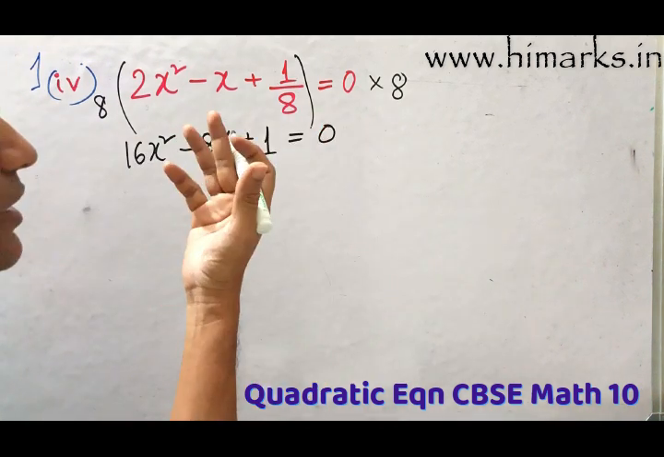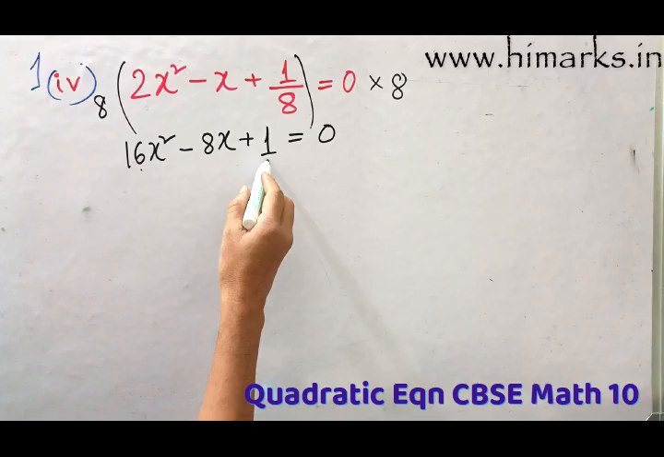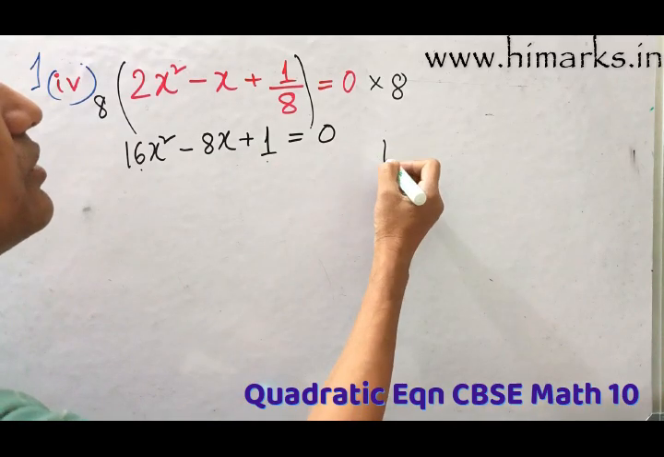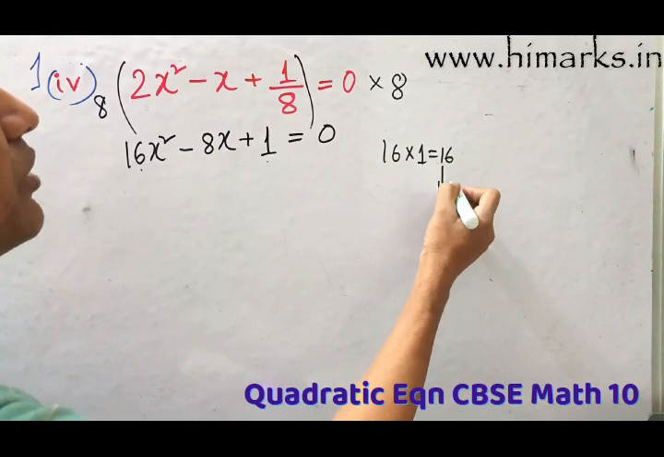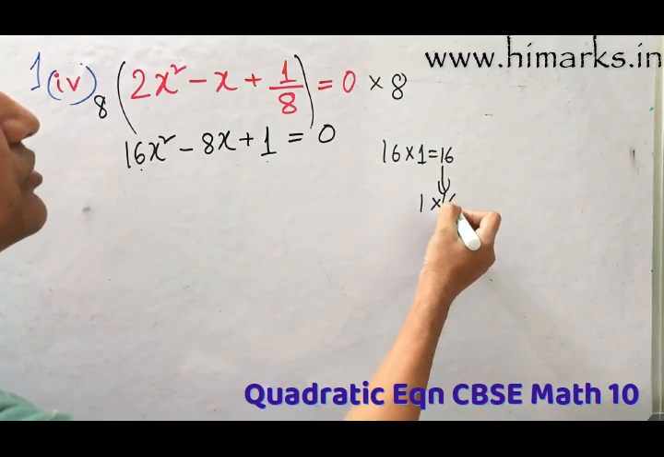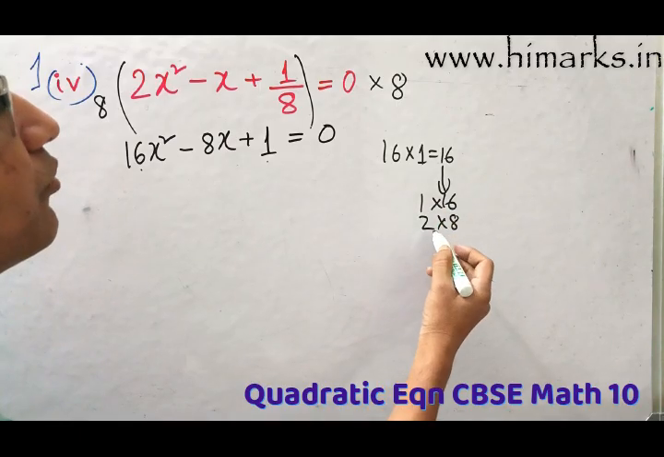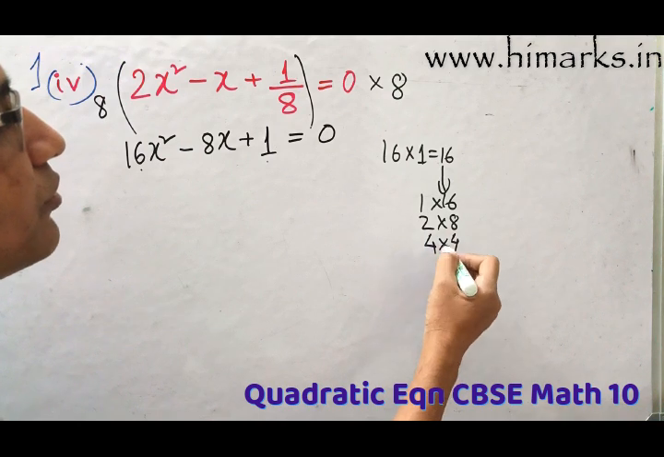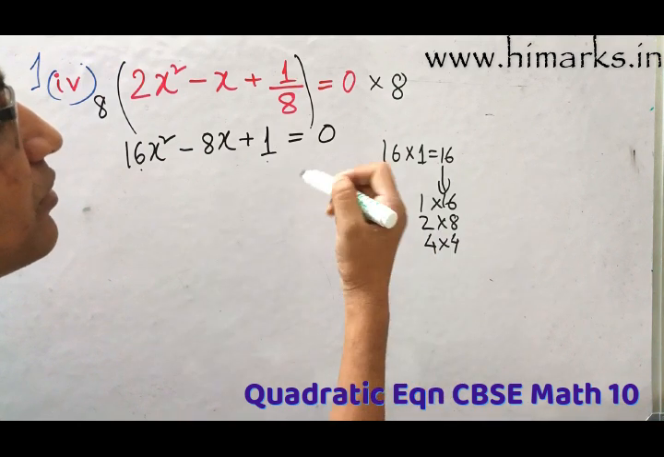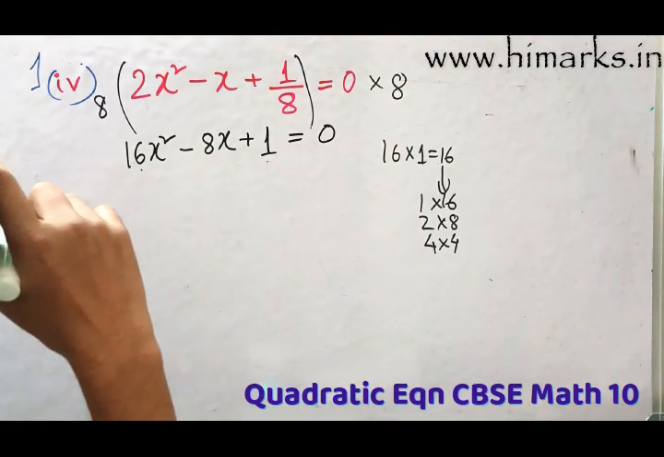Now middle factor, it is in order. First coefficient and last term. So this 16 into 1 gives 16. How many different ways can it be broken? 1 into 16, 2 into 8, 4 into 4. So these are the different ways we can break 16.